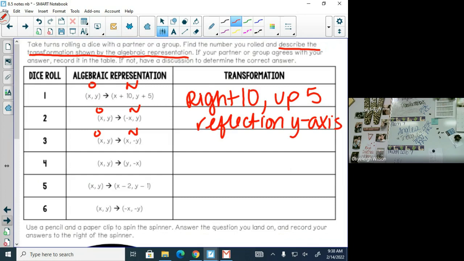So looking at number 3, it looks like the Y is negative, the X stayed the same. What's that one, Karen? Reflection over the X-axis. Yeah, so that's reflect the X-axis that time.